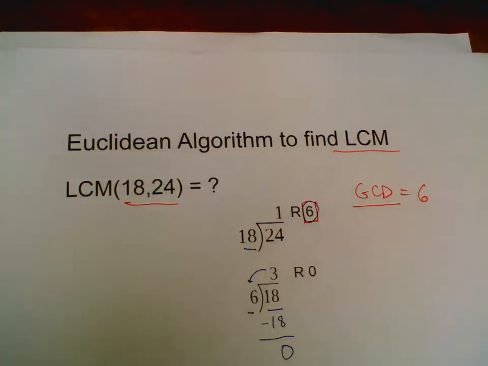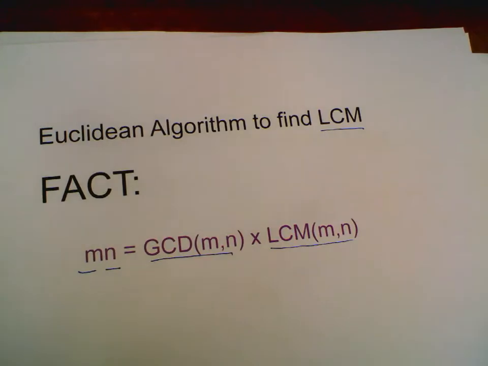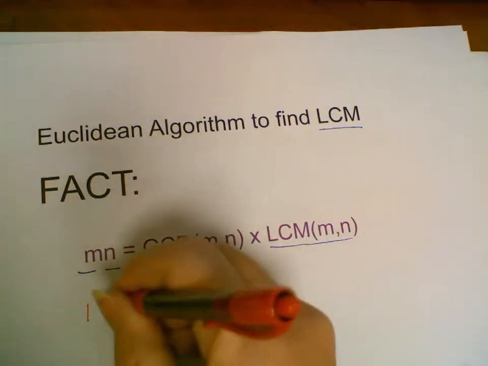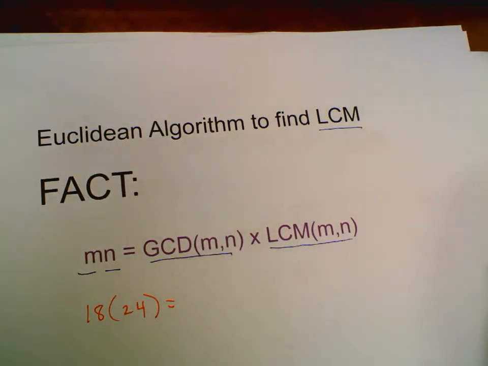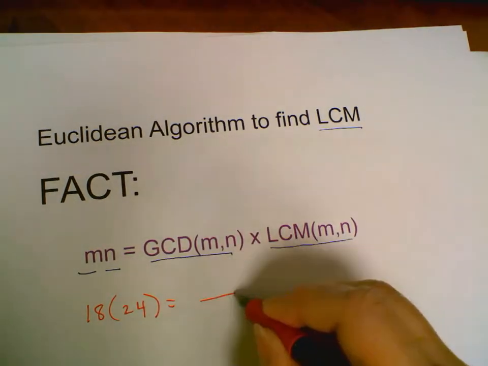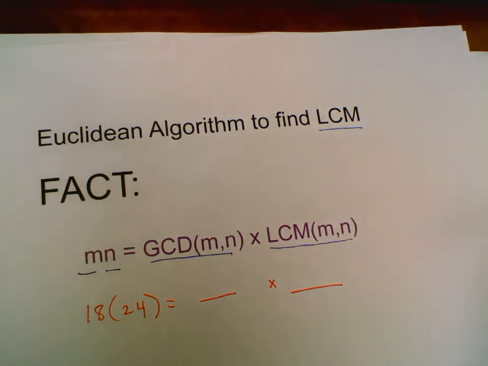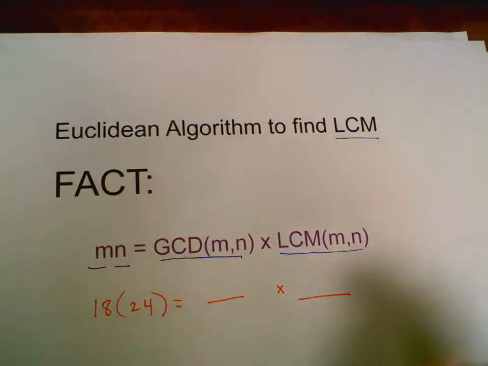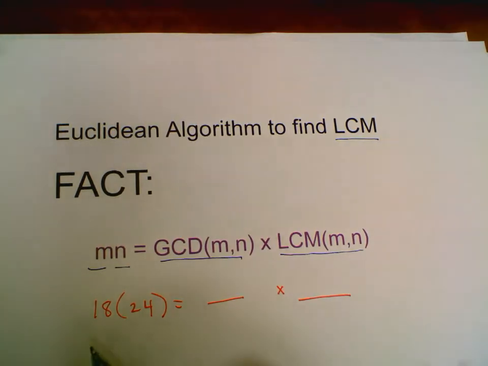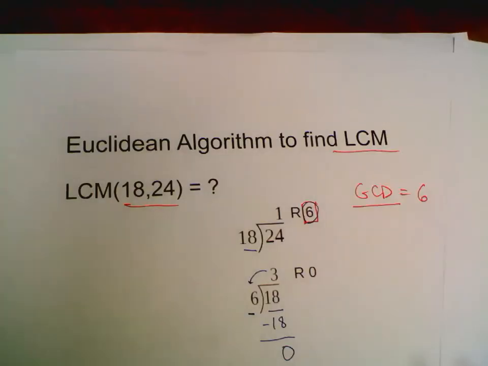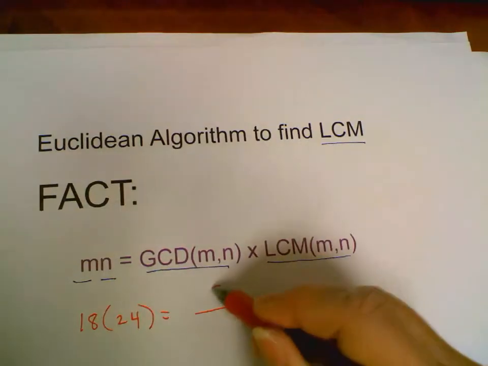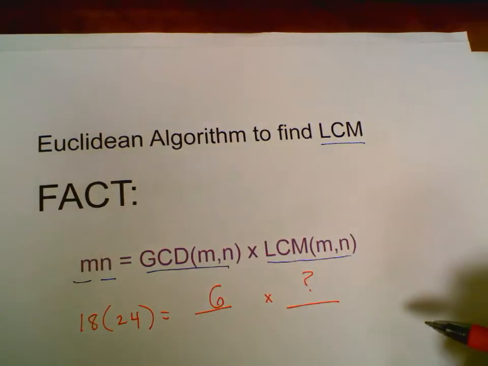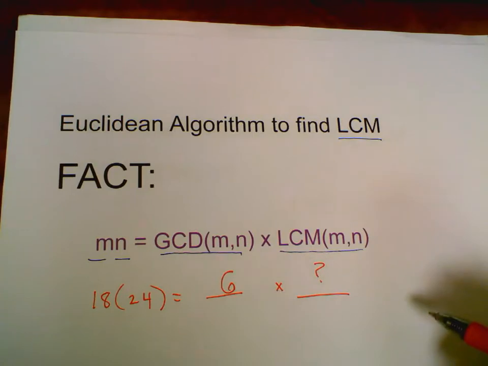But remember the fact. If we multiplied our two numbers together, that would be 18 times 24. It would equal the greatest common divisor times the least common multiple. I'll say that again. If we multiply our two numbers together, 18 times 24, it will equal our greatest common divisor, that's 6, times the number we're looking for, the least common multiple.